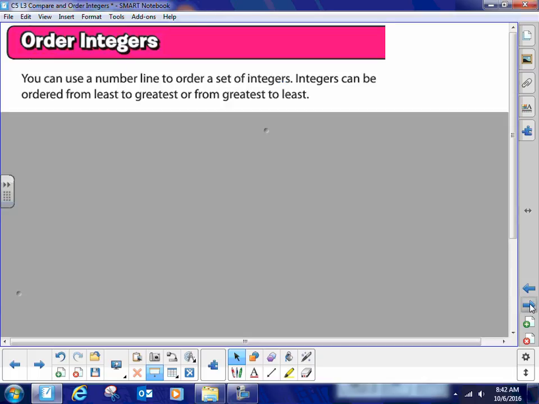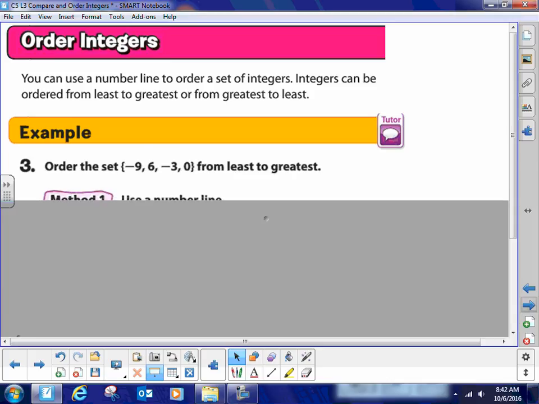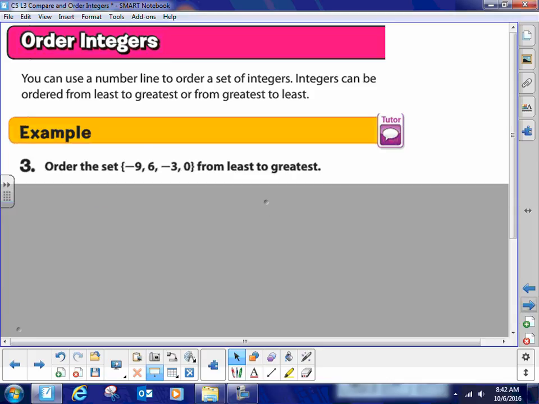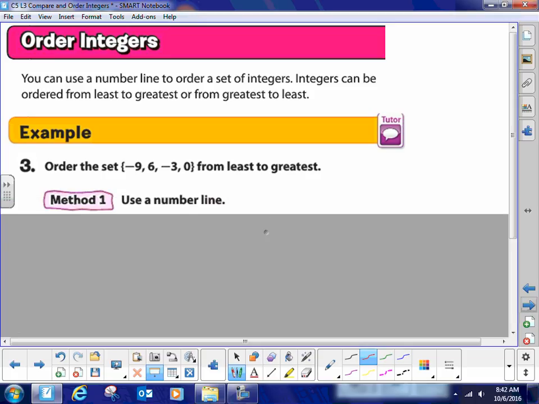Okay? Order integers. You can use a number line to order a set of integers. Integers can be ordered from least to greatest or greatest to least. All right? You just got to read what it asks you to. It says order the set of -9, 6, -3, 0 from least to greatest. Okay? So we see that it's least to greatest. If you need to, draw a number line. Okay? They've already done this.